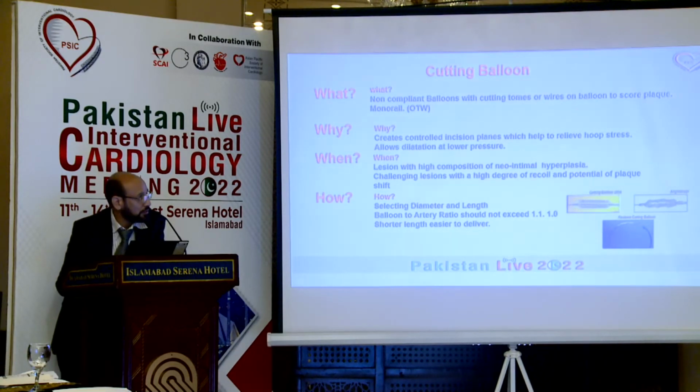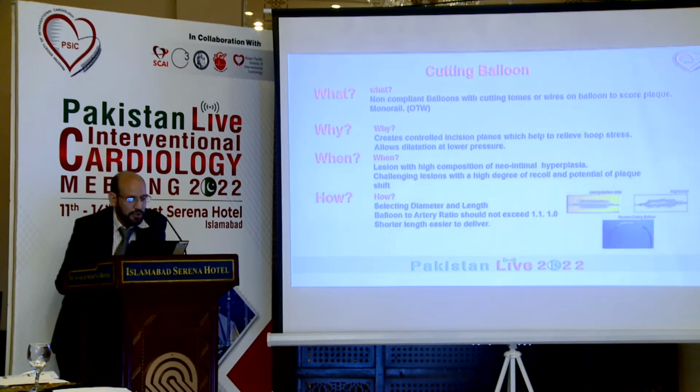So cutting balloon: what, why, when, and how. Cutting balloon is a non-compliant balloon with cutting atherotomes or wires on the balloon to secure the plaque. It's like monorail, OTW, so over the wire. Why? It creates a controlled incision plane which helps to relieve hoop stress and allows dilatation at low pressure.